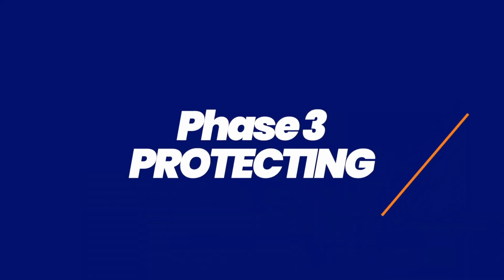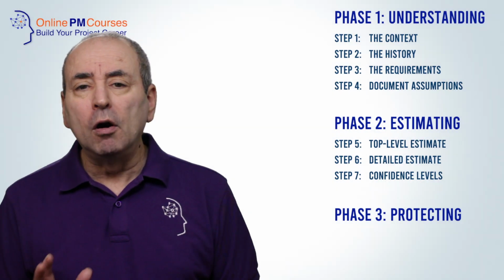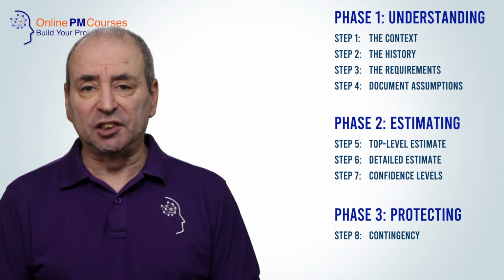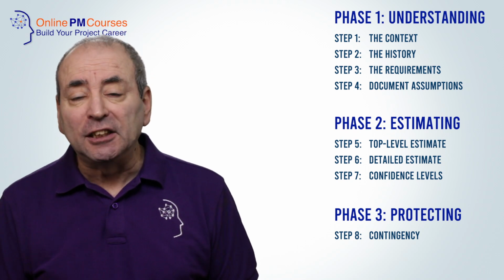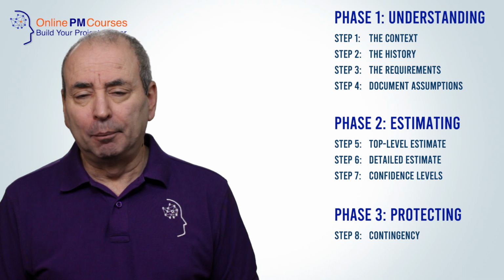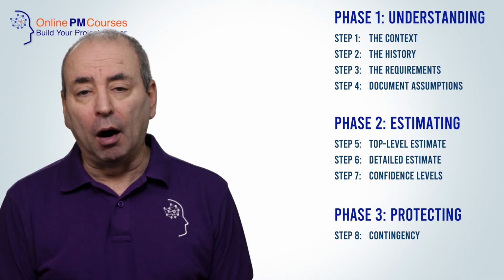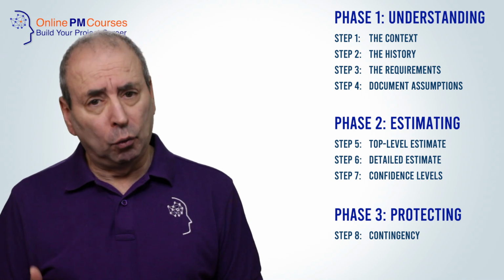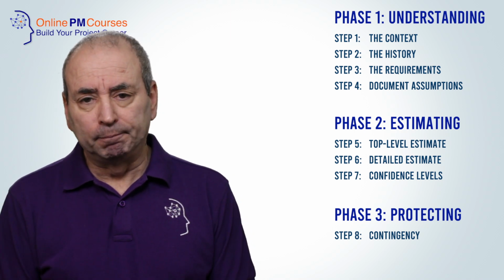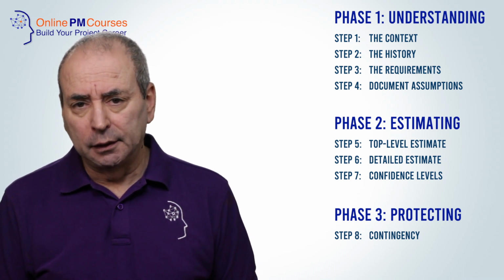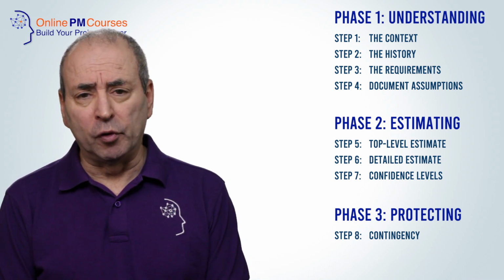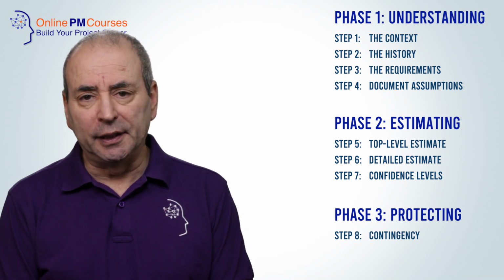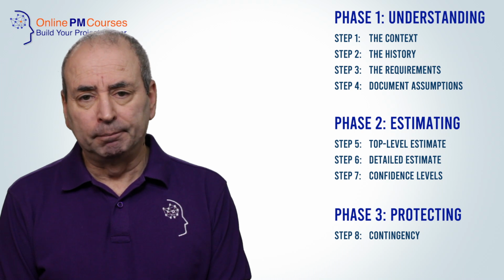Phase 3, protecting. Your confidence levels will inform step 8, contingency. Add extra time to your estimates based on how confident you are in those estimates. For example, how familiar or novel is what you're doing? How complex is it? And what's the level of risk? The greater the uncertainty, the more contingency you need to add to a given estimate.